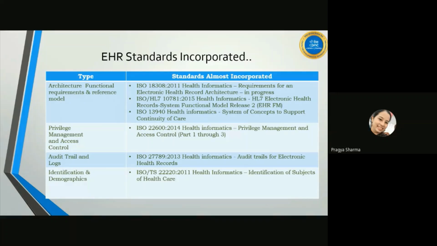22600 is the standard for privilege management and access control. We are almost compliant with this standard. We are capturing all the access and management, authentication and authorization specifications as mentioned by this ISO standard. Going to audit trails and identification demographics, we are partially compliant with these ISO standards. All the standards I am mentioning have also been approved by the pertaining authorities during the audit.